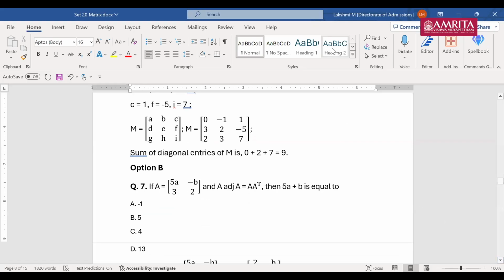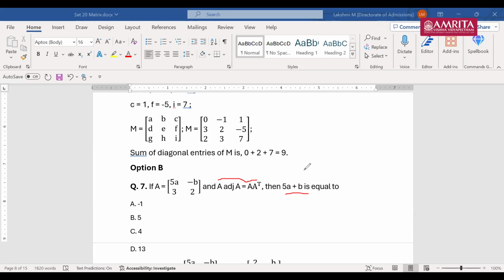Okay. Now we'll move on to the next question. A is equal to the matrix 5A minus B, 3, 2. Then what is A? The only thing given in this question is A into adjoint A equal to A transpose. Then what is 5A plus B? So this is A. You can find adjoint A and A transpose. You can just equate both of them.